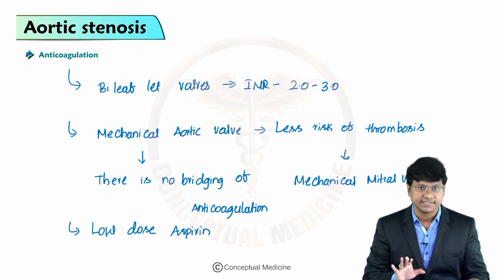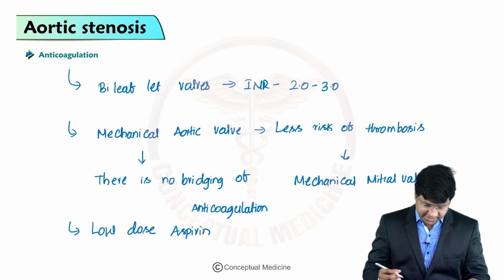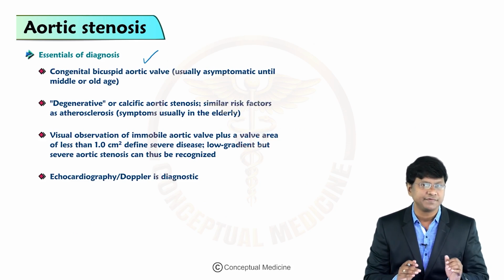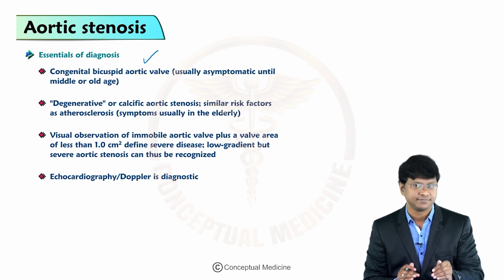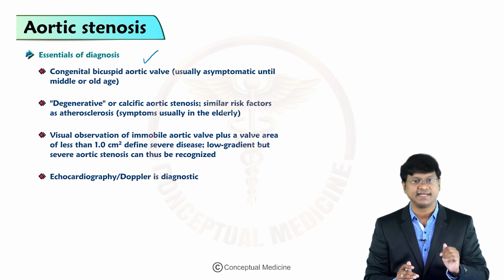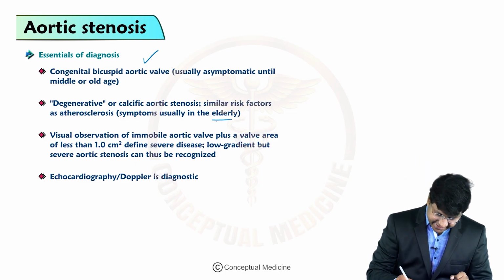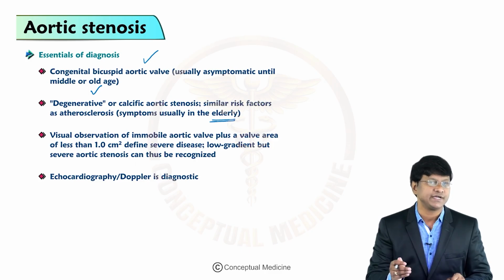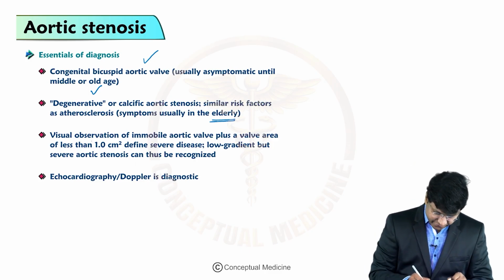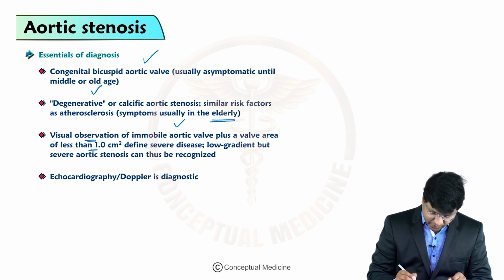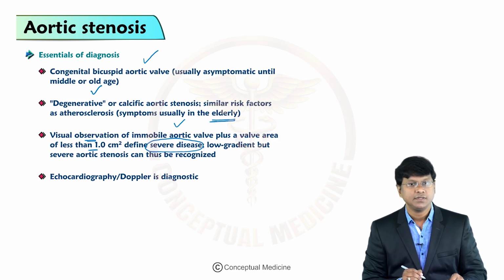Now let me just summarize the entire topic of the aortic stenosis. So these are the summary points. If you take the essentials of the diagnosis, that is summary of aortic stenosis, congenital bicuspid aortic valve is usually the most common cause of aortic stenosis in individuals less than 60 years. Whereas in elderly individuals, the most common cause of aortic stenosis is degenerative or calcific aortic stenosis. And visual observation of immobile aortic valve plus valve area of less than 1 centimeter square define the severe aortic stenosis or severe disease, right?